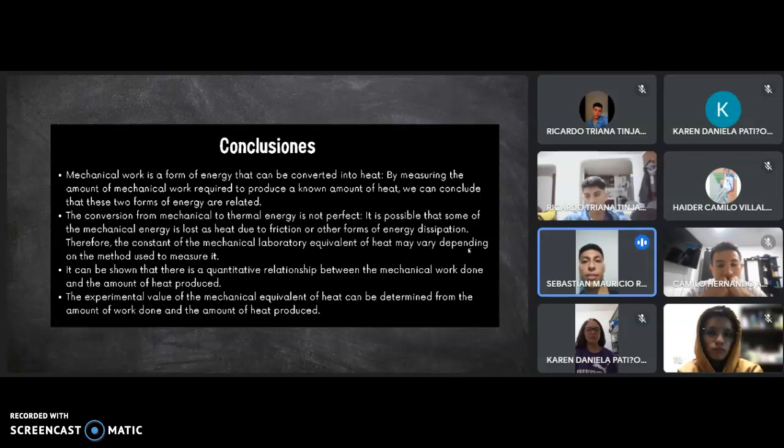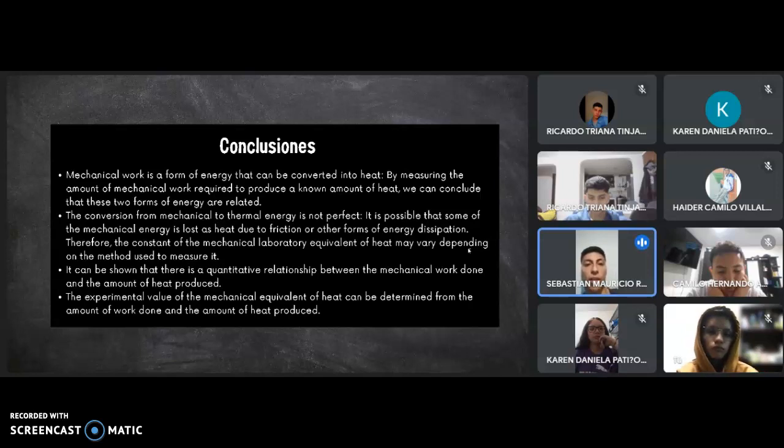Number 6, the constant of the mechanical equivalent of heat is not universal, but depends on the system. Number 7, the mechanical heat equivalent is a system-dependent constant: the amount of mechanical work required to produce one unit of heat might vary according to the specific properties of the system under consideration.